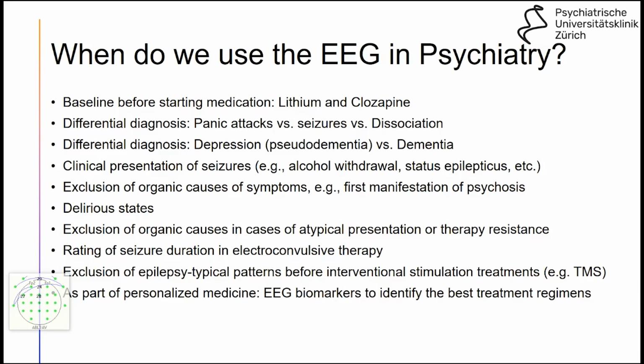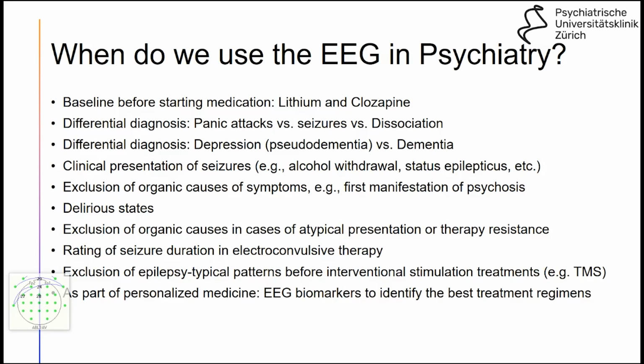You can use it for differential diagnosis for depression with some cognitive deficits versus a real dementia, where you could see some slowing. You always do it when you have a clinical presentation of seizures, for example, following alcohol withdrawal. In psychiatry, we have the status epilepticus, for example, after ECT. We want to know if the epileptic activity stopped, and this is where you can use the EEG. We need it for exclusion of organic causes of symptoms, for example, in the first manifestation of psychosis.